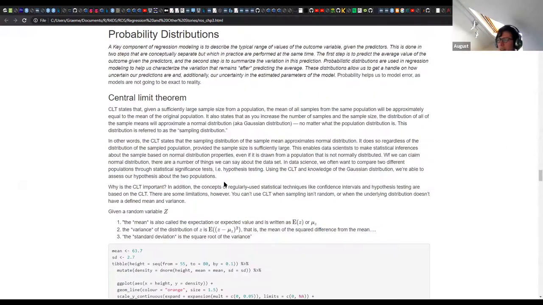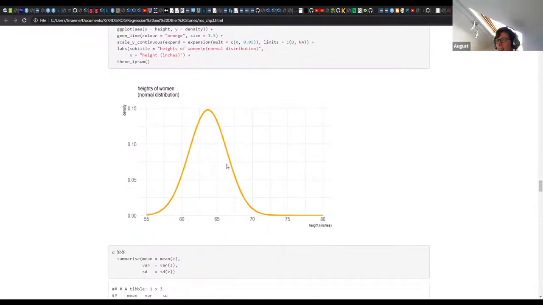They go into a lot of detail about this, but basically, the most important thing about probability distributions is the fact that when you're capturing data from a sample population, regardless of where that data comes from, if you take many samples, it will approximate to a normal distribution in some way. So if you were to take 100 samples of women across a population, you would see this bell shape.